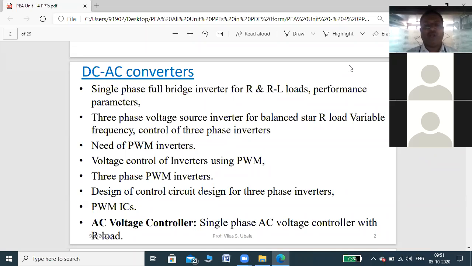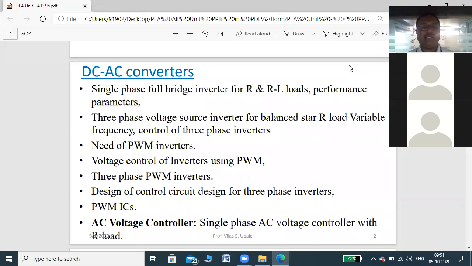This is actually a syllabus of this unit I am reading in front of you. Need of PWM inverter. What is the use of PWM inverter? That we have to learn. Then voltage control of inverter using PWM. Then three phase PWM inverter. Then design control circuit for three phase inverter, that is a control circuitry.